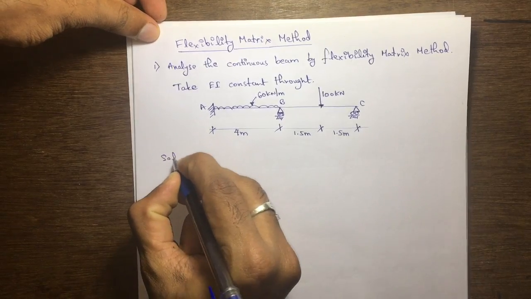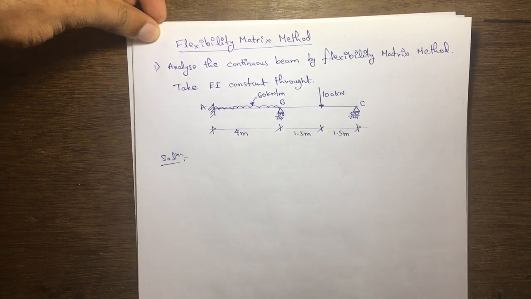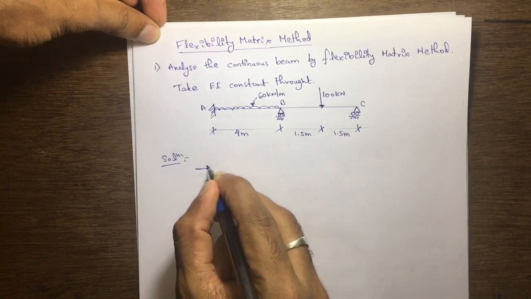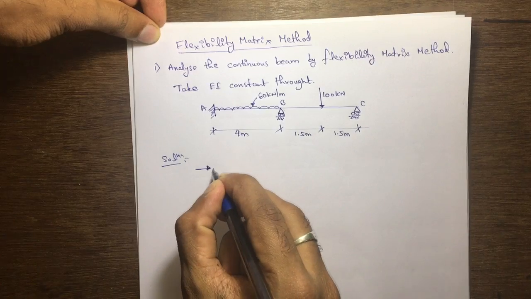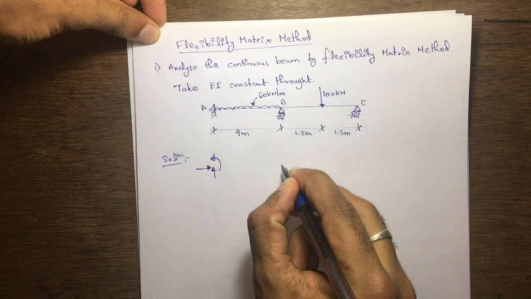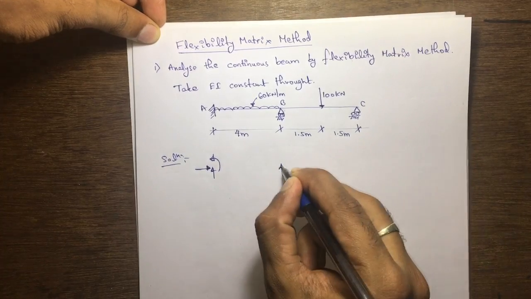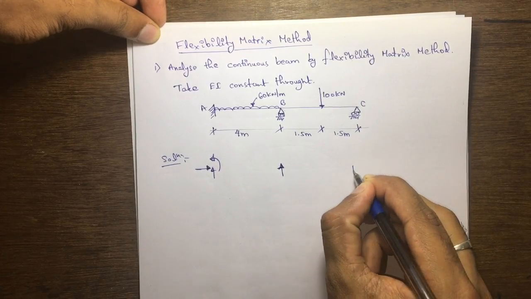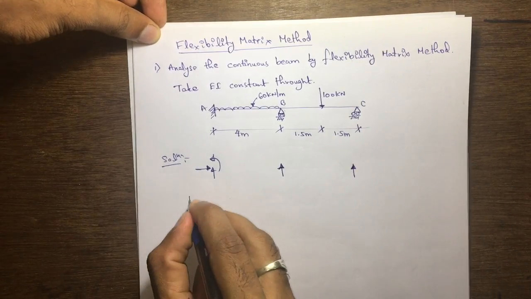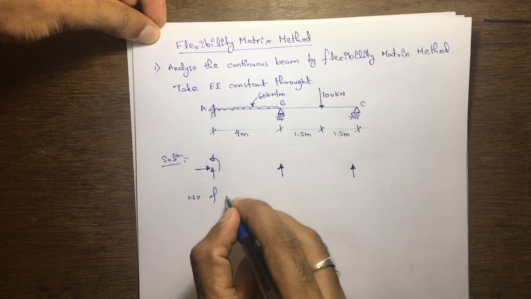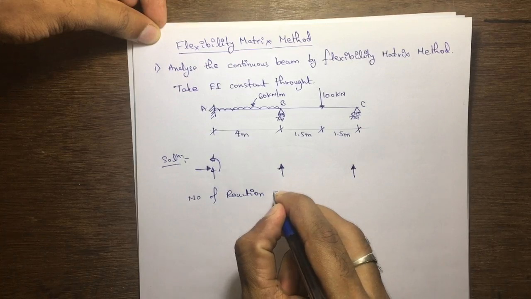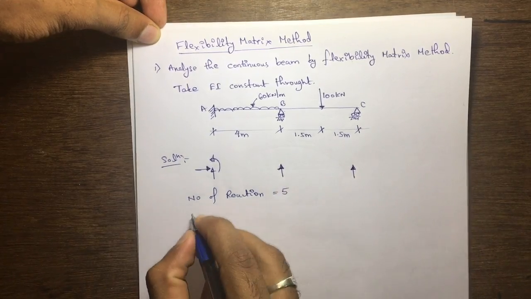So if I want to solve this using the flexibility matrix method, first we have to find the reactions. If it is a fixed support, it has 3 reactions. Then if it is a roller, 1 reaction upward. At C also 1 more roller, therefore 1 reaction. Therefore the number of reactions in this continuous beam is 5.